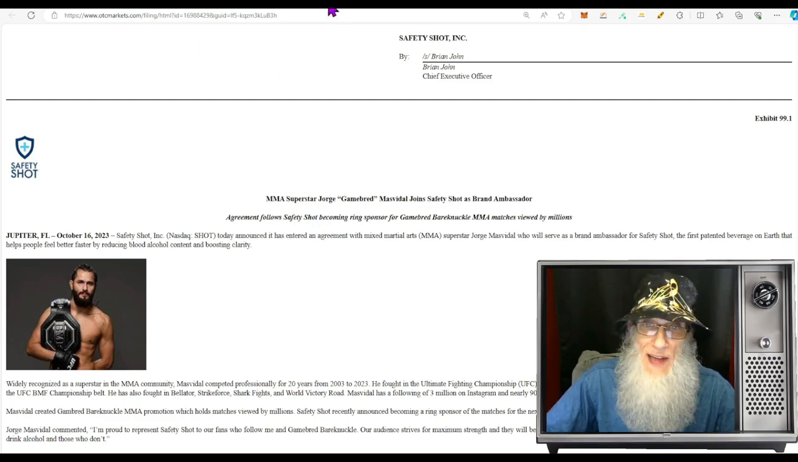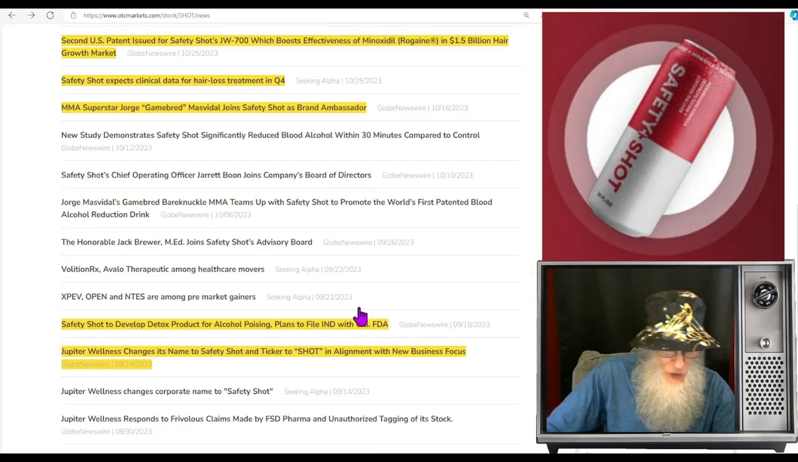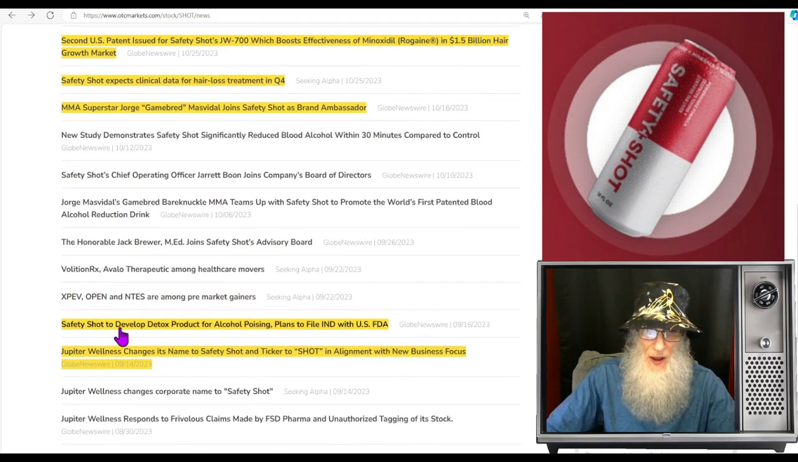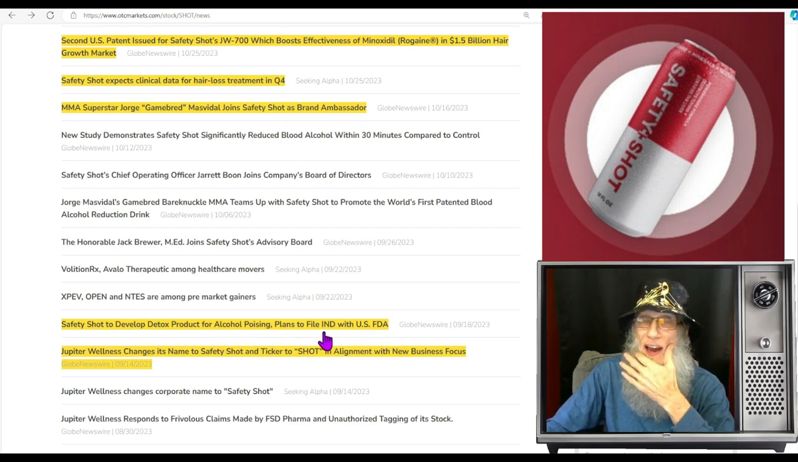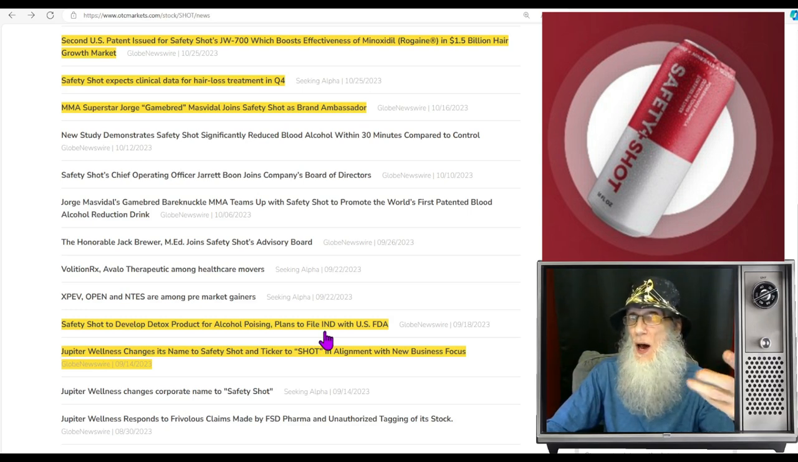So let's take a look at that news now, because that's what these filings correlate to. So I have gone back here to September 14th. Jupiter Wellness changes its name to Safety Shot and ticker to SHOT in alignment with their new business focus. Safety Shot to develop detox product for alcohol poisoning. Plans to file an IND with the US FDA. Really, this is a new drug introduction. They're going to introduce this as a drug to the FDA?